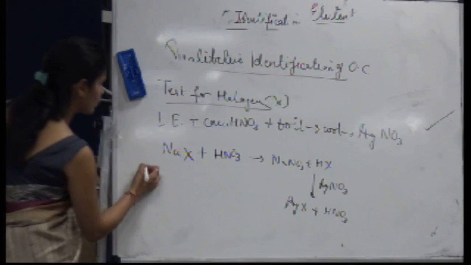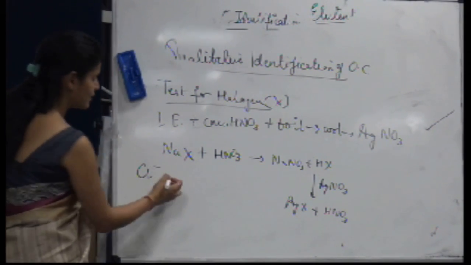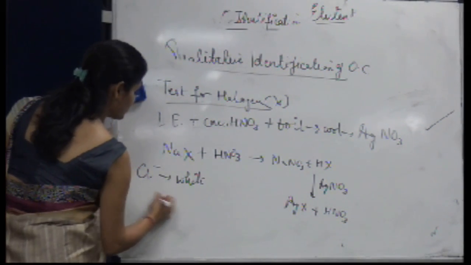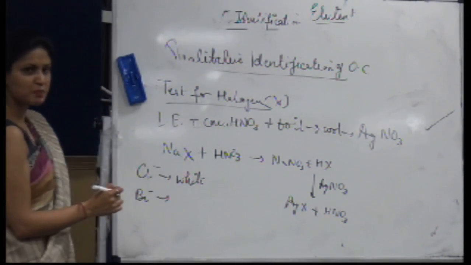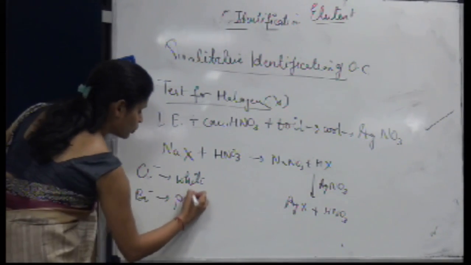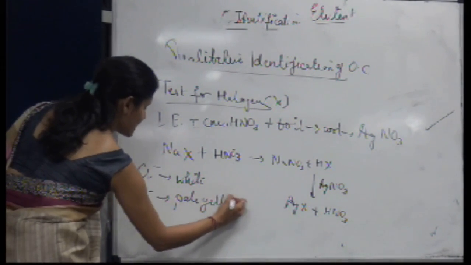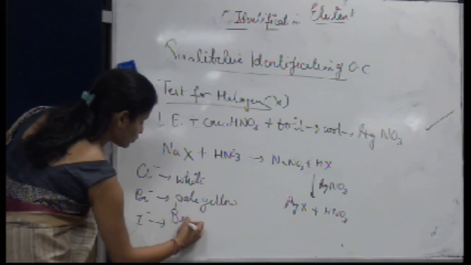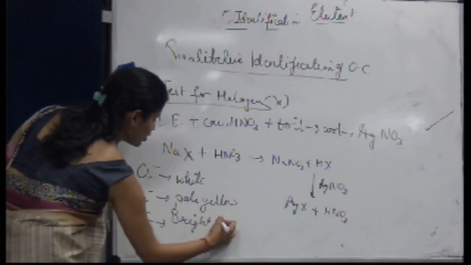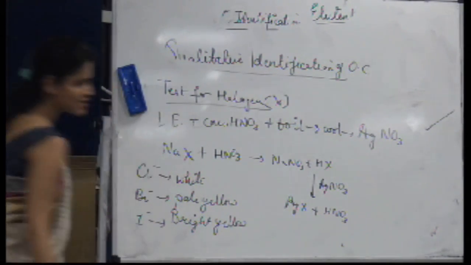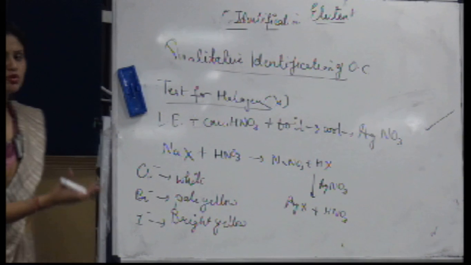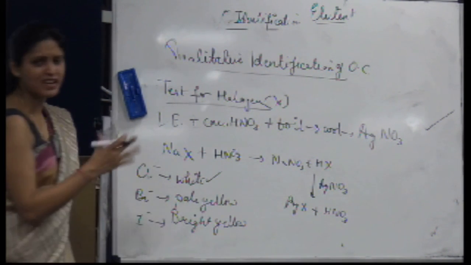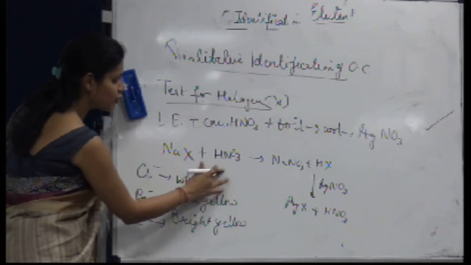If chloride is present, then the color of the precipitate would be white. If bromide is present, the color of the precipitate would be pale yellow. If iodide is present, then the color of the precipitate would be bright yellow. Not much difference. But suppose you are not able to make out the difference between these three, but actually the white precipitate is pretty much clear, but how do we differentiate again?